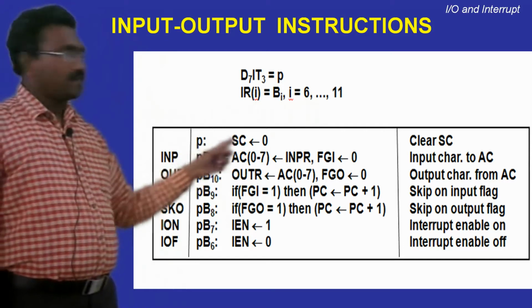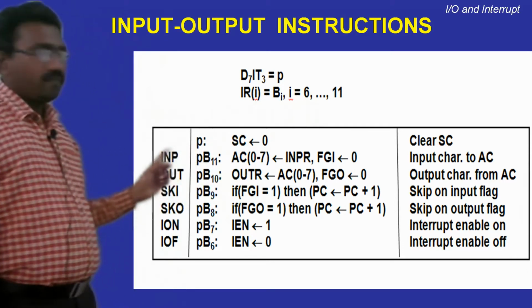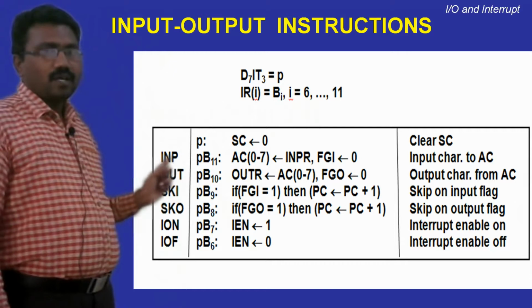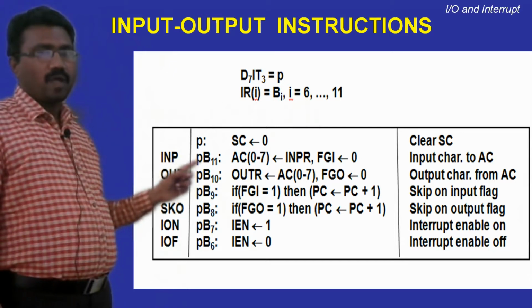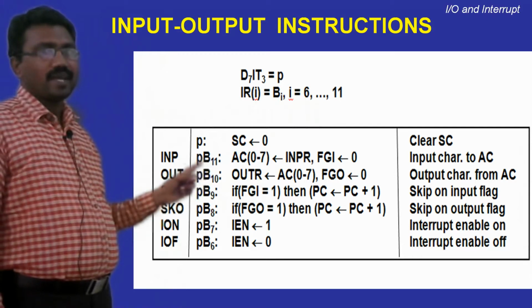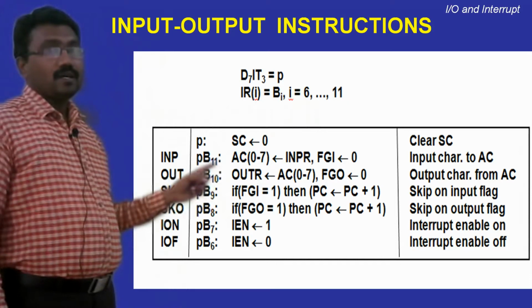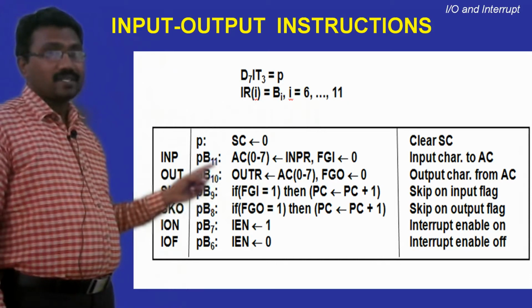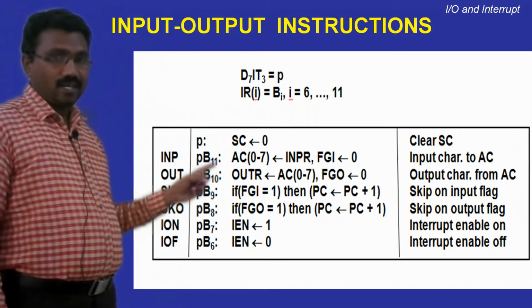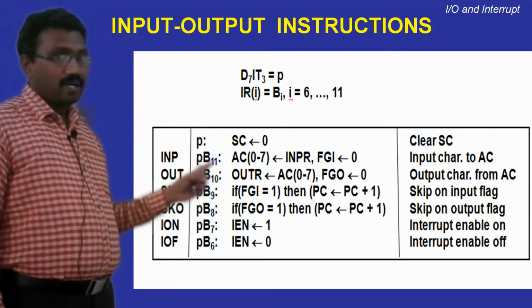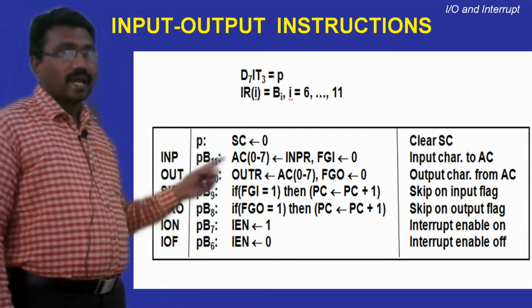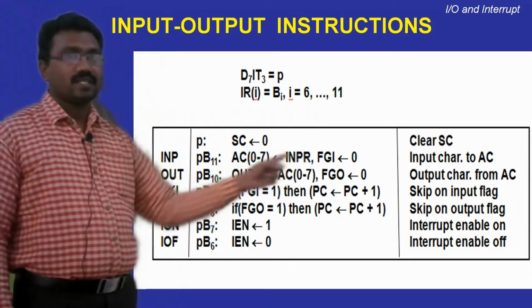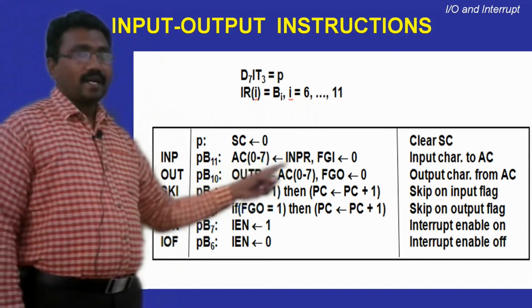At P, the sequence counter is cleared to 0, and the first instruction is INP. What is the control function to perform the input instruction? PB11, where P means D7 I T3. In the instruction code, bit 11 is in the address field, which has 12 bits. Bit 11 is 1 and the remaining bits are zeros, which indicates input character. Input character to AC is the 8-bit character.